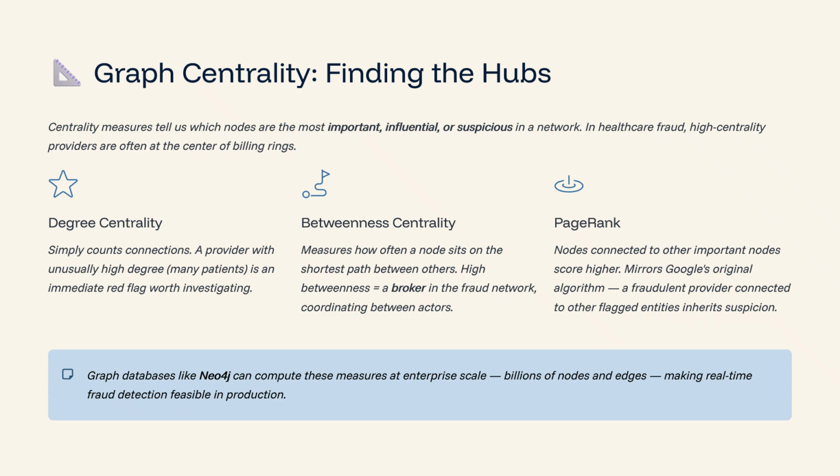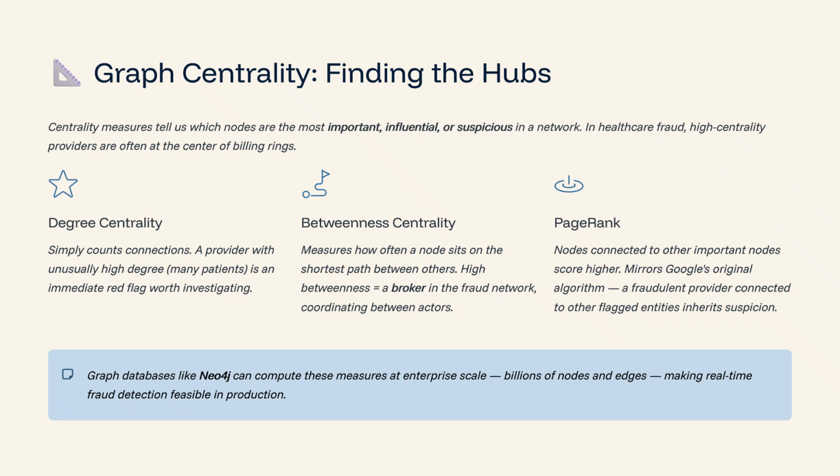Okay, but let's go one level deeper on centrality because it's one of the most practically useful tools in the graph analysis toolkit. Degree centrality is the simplest. It counts connections. A provider with an unusually high degree, many patients flowing to them, is an immediate red flag. It doesn't prove fraud, but it tells you exactly where to look first.